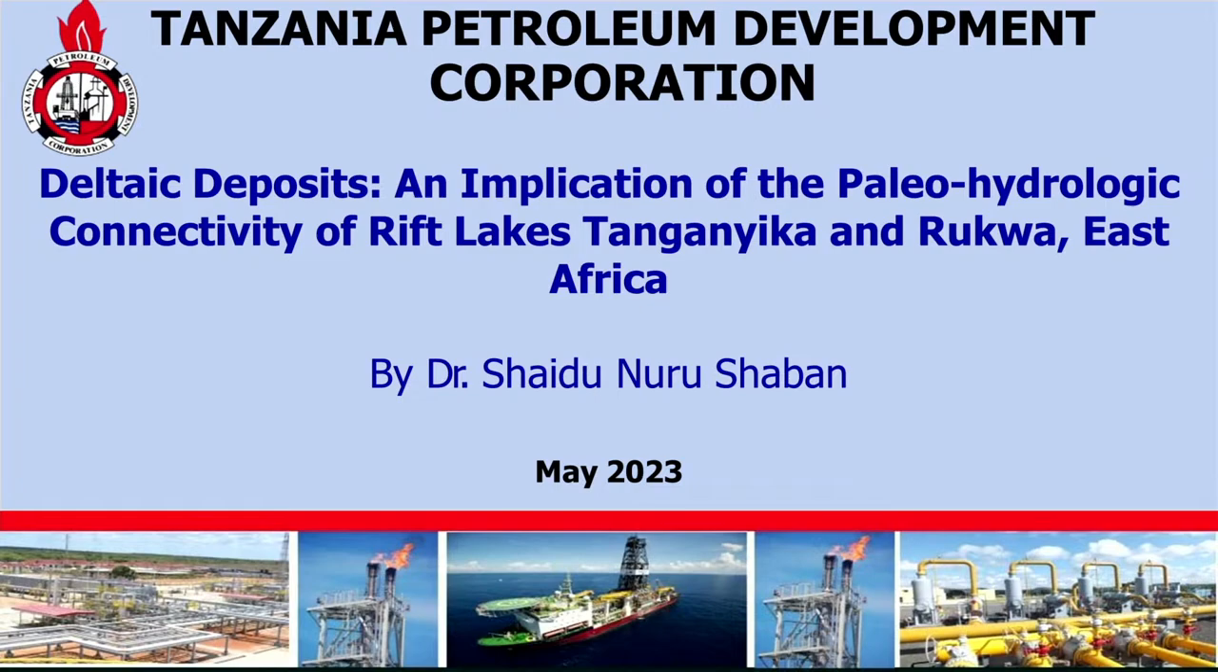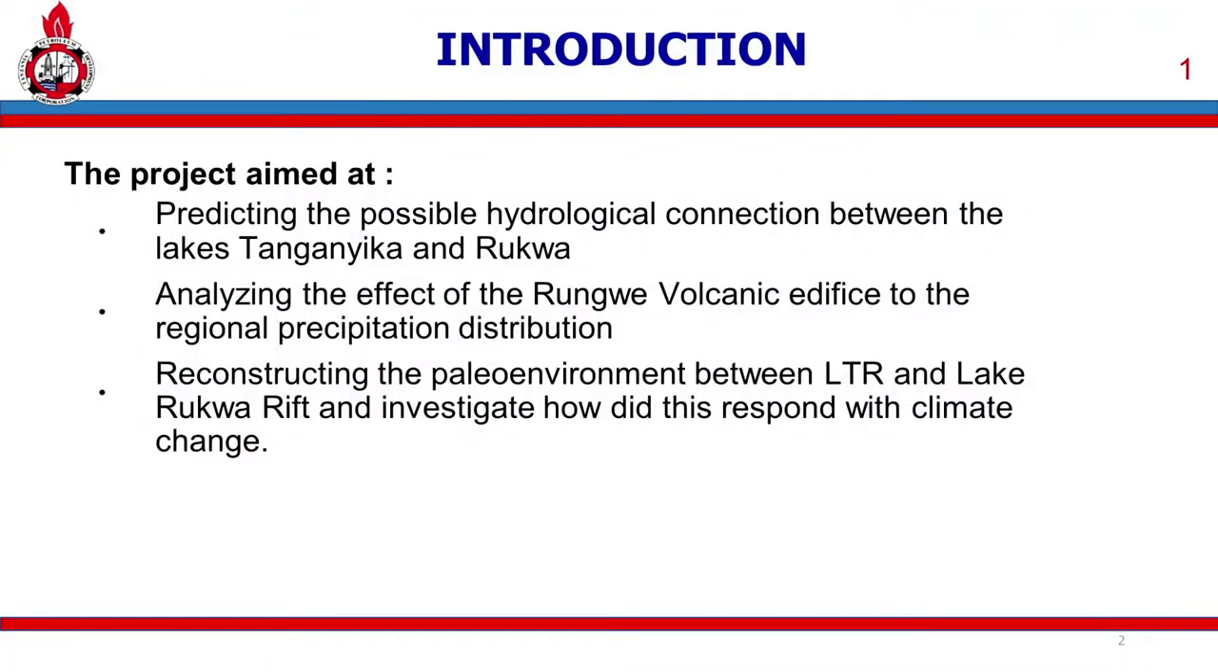So I will take you through the deltaic deposit that we see in the southeastern part of Lake Tanganyika, nearby, on the other side of the lake, where we have Lake Rukwa. So we had a hypothesis that this is due to the hydrological connectivity between the two lakes. So the aim was predicting the possible hydrological connection between Lake Tanganyika and Rukwa, with a hypothesis that Lake Rukwa overflowed into Lake Tanganyika.